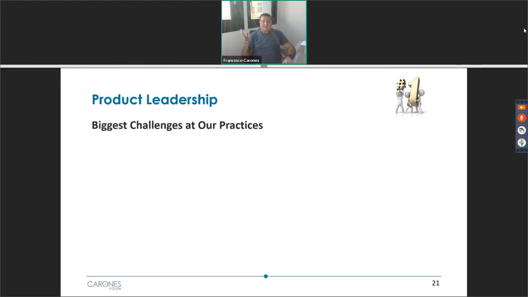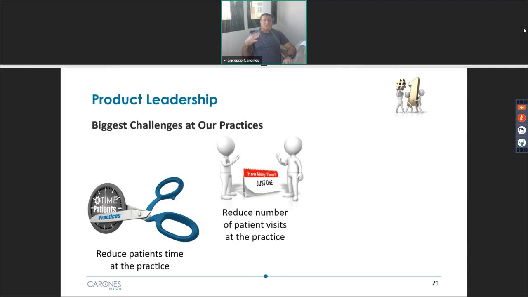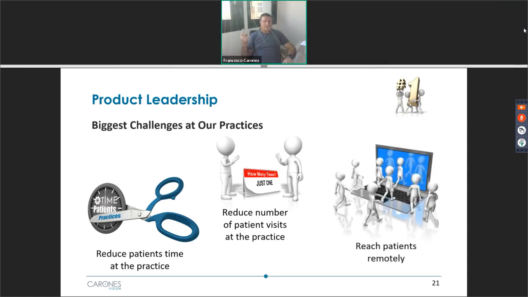So we have three biggest challenges in the practices. One is to reduce patients' time at the practice. It's mandatory in Italy now. We have to reduce the number of patient visits to the practice. So the ideal number of visits for a patient coming to the practice for surgery would be one, although we know it's very difficult, if not impossible. And the third point is reaching out to patients, having the possibility of seeing, consulting and talking to them on a remote basis and not directly.